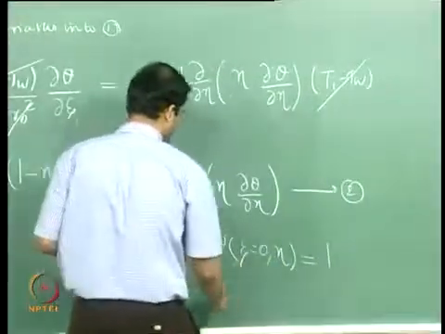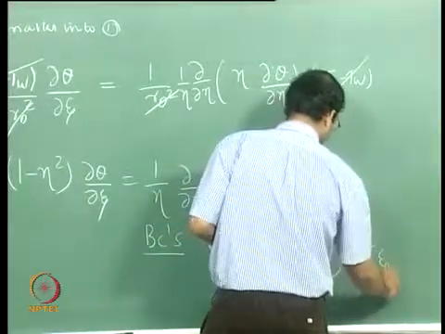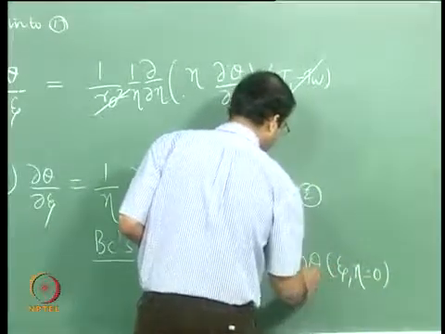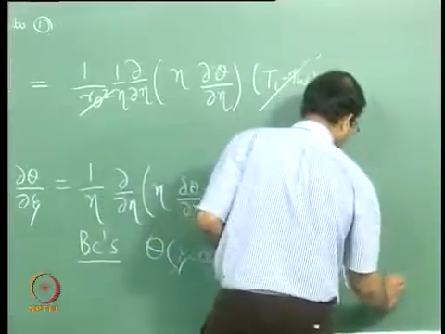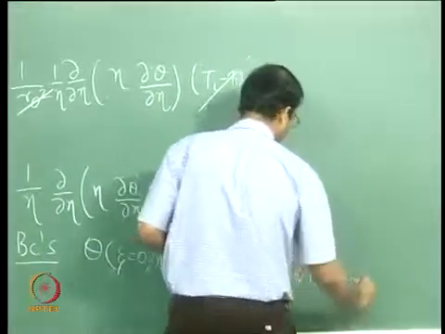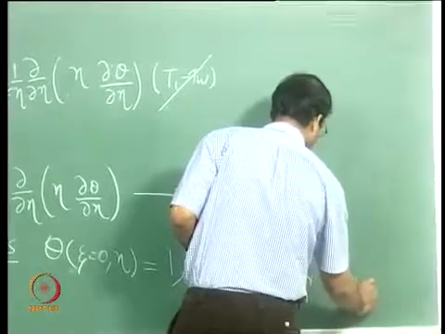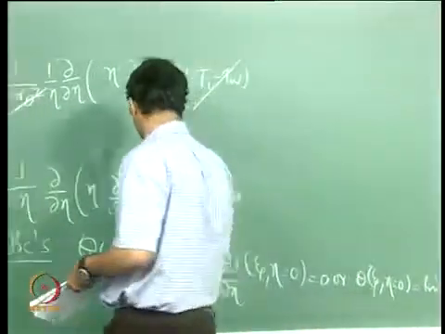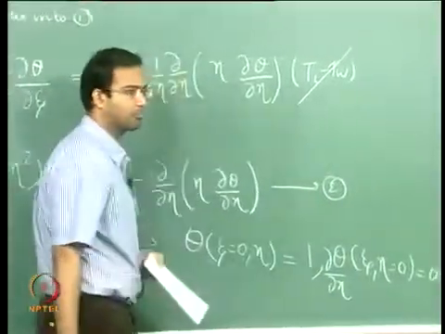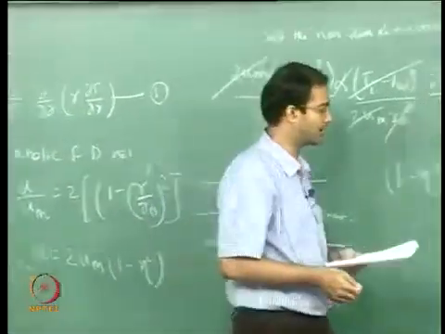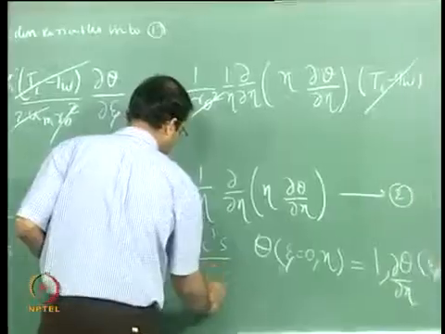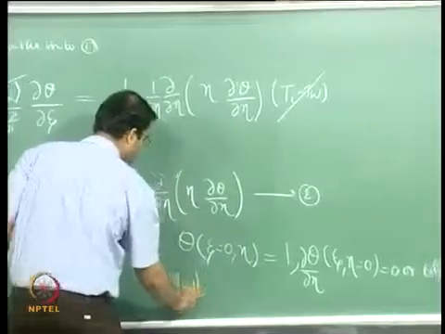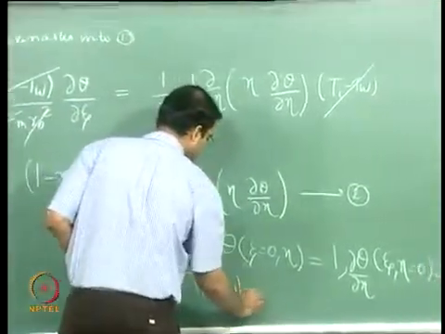And the other boundary conditions with respect to eta. At eta equal to 0, d theta by d eta should be 0, or theta should be finite. Both are equivalent boundary conditions. The remaining boundary condition is at r equal to r naught, which corresponds to eta equal to 1. At any value of zeta at eta equal to 1, what is the boundary condition? Theta equals 0.